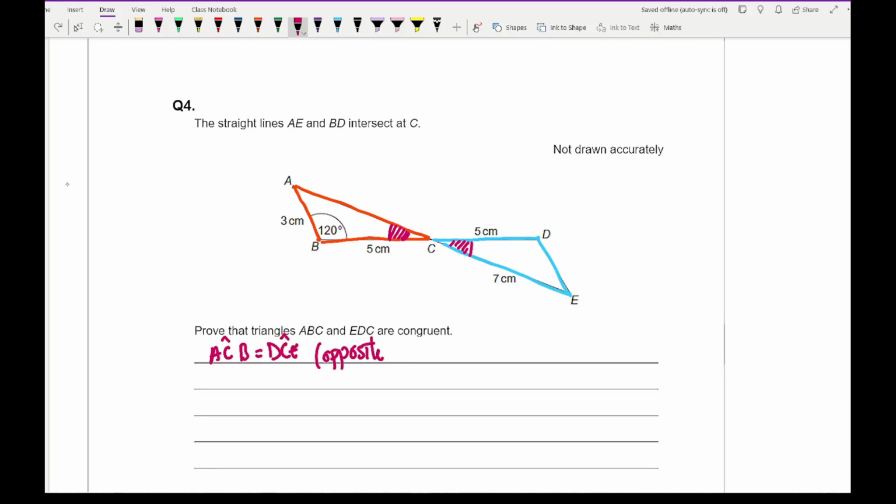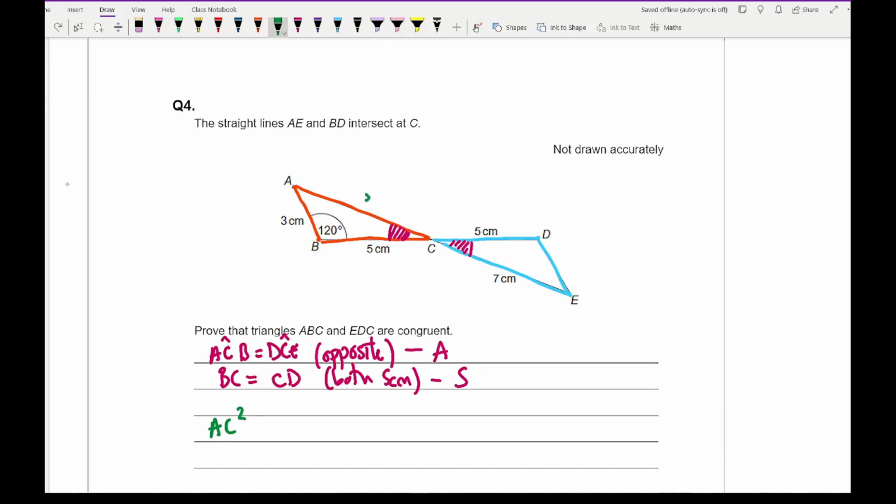So what I've then gone on to prove is that one angle in both those two triangles is the same. I also know that BC equals CD because they're both 5 centimeters. So there I've proved a side. Now the next thing I need to do is work out what AC is. Now for AC, I have to use the cosine rule.